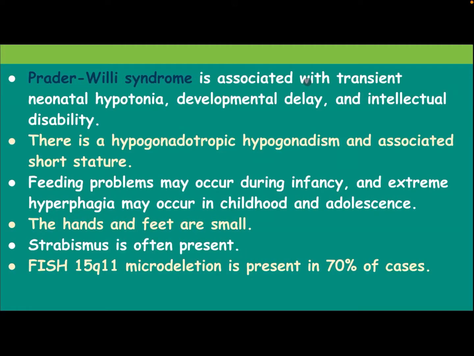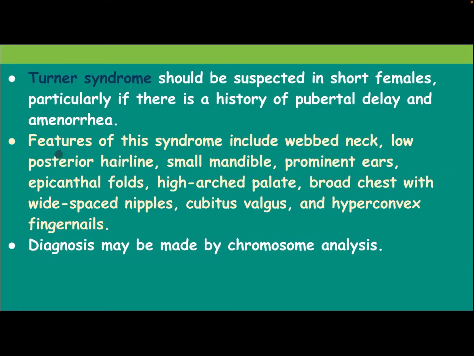Prader-Willi syndrome is associated with transient neonatal hypotonia, developmental delay, and intellectual disability. There is a hypogonadotropic hypogonadism and associated short stature. Feeding problems may occur during infancy, and extreme hyperphagia may occur in childhood and adolescence. The hands and feet are small. Strabismus is often present. FISH 15q11 microdeletion is present in 70% of cases.